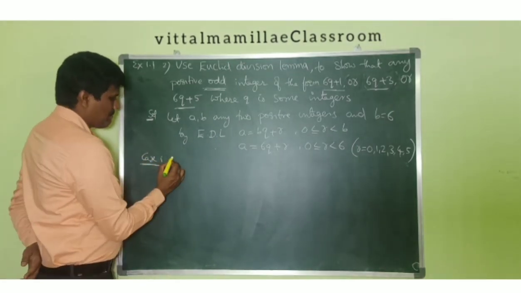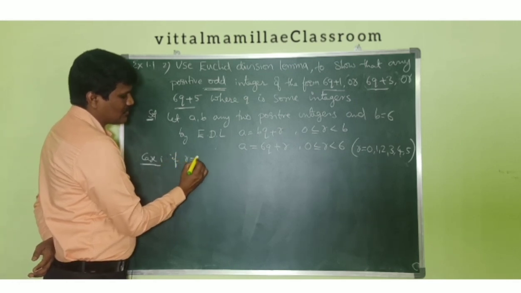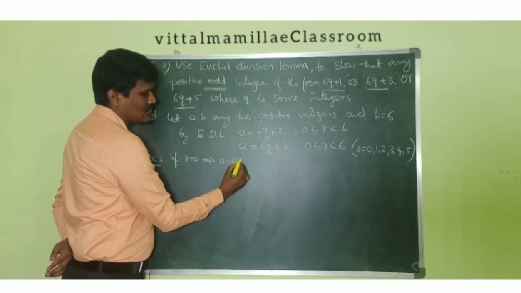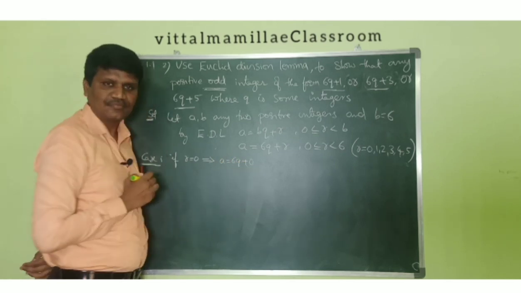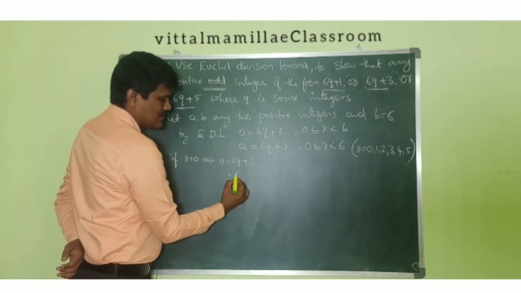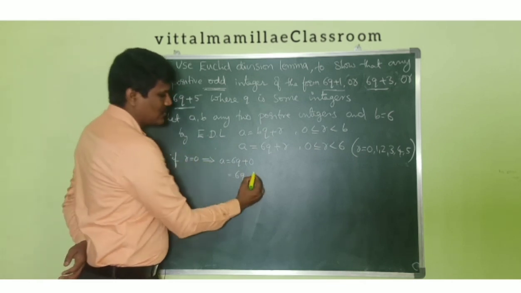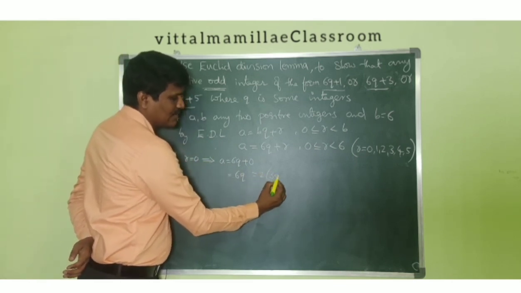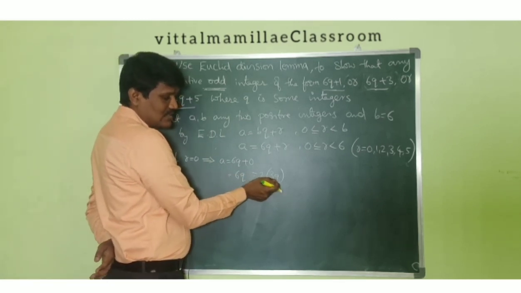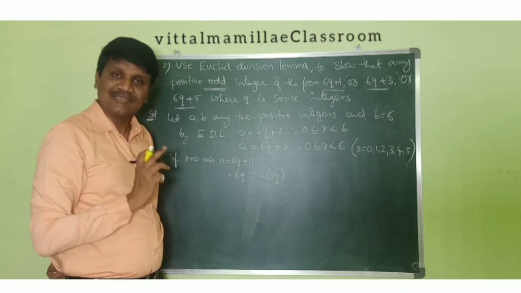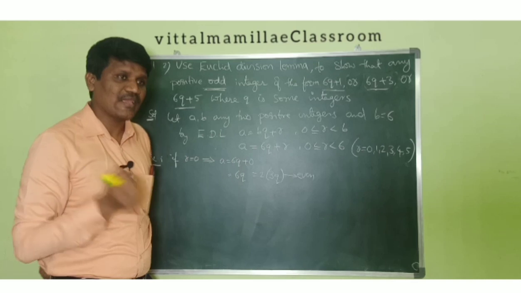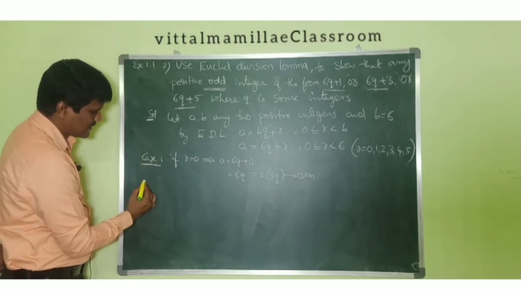In case 1, if r is equal to 0, what happens? a is equal to 6q plus 0, which means I can write it as 6q. 6q is nothing but 2 into 3q. So 2 into 3q means, is this an even number or an odd number? This is even. In the first case, it is coming as even. So let us take the second case.